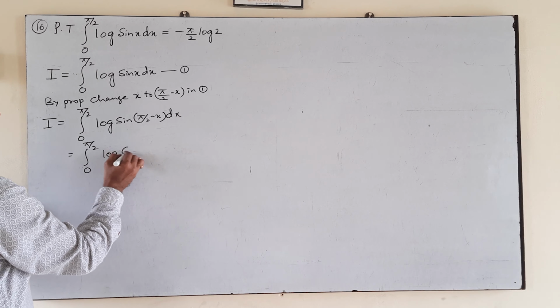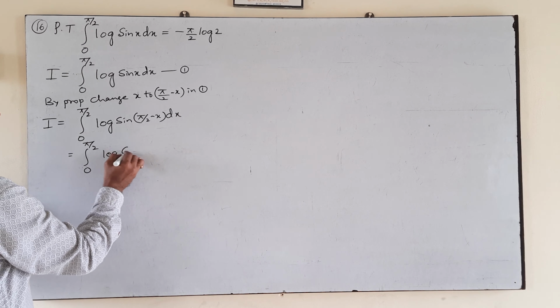Now add these two equations. Equation 1 plus 2 gives I plus I is equal to 2I, integral from 0 to pi by 2 of log sin x with respect to x, plus integral from 0 to pi by 2 of log cos x with respect to x. So 2I is equal to, by the rule on integration, integral of u plus integral of v is equal to integral of u plus v. That is integral of log sin x plus integral of log cos x with respect to x, from 0 to pi by 2.